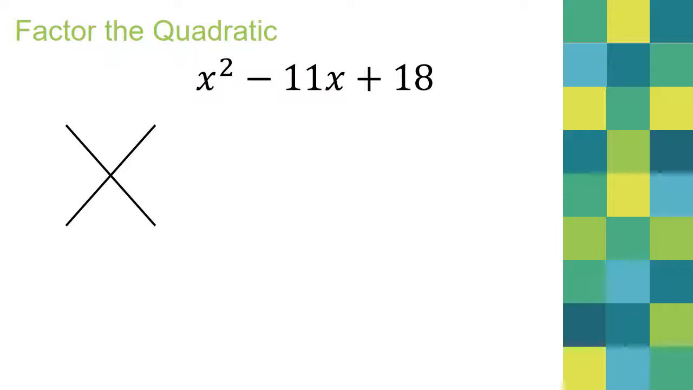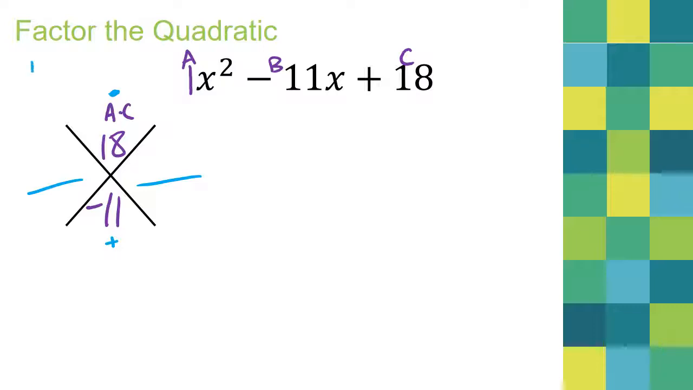Let's take a look at one more. Again, the signs are going to play an important role here. So first of all, identify your A, your B is -11, your C is +18. So A times C gets me +18. My B value is -11. I need two values that multiply to get 18, but add or subtract to get 11.